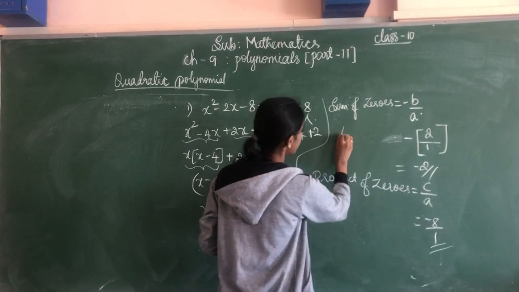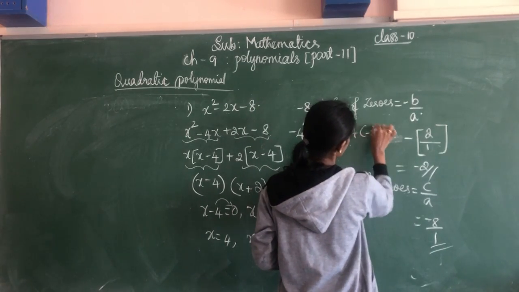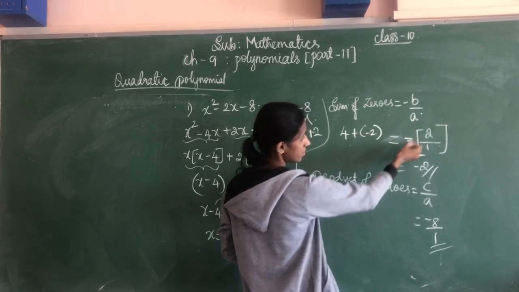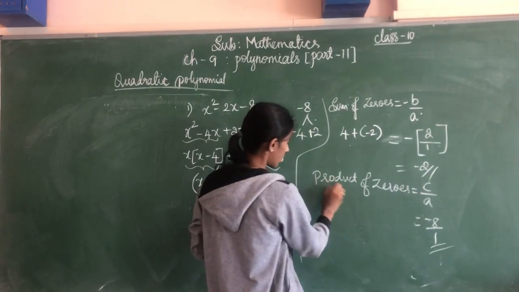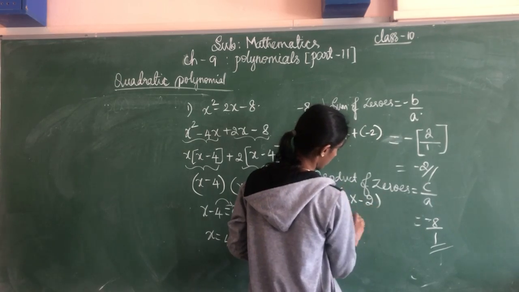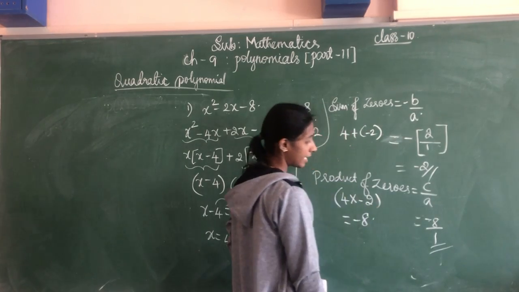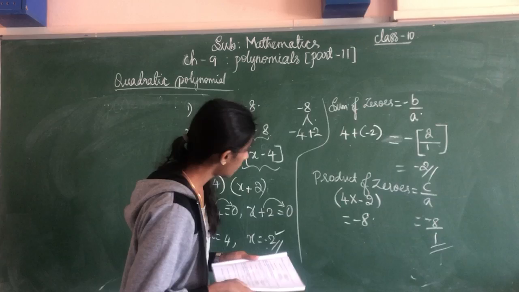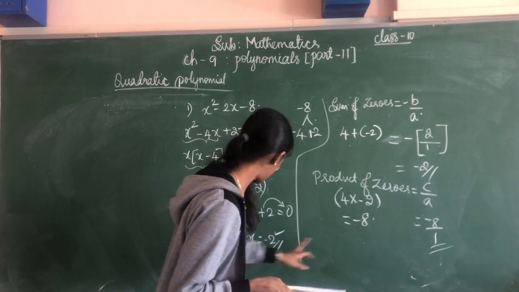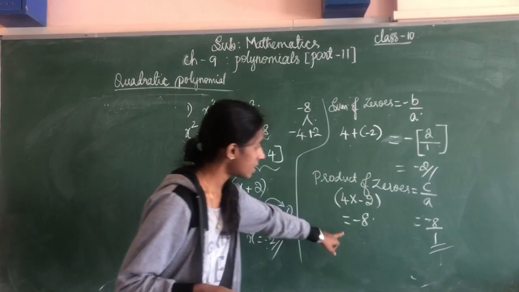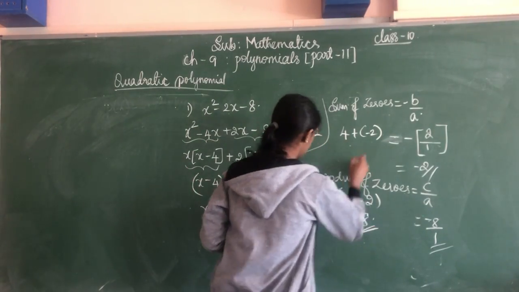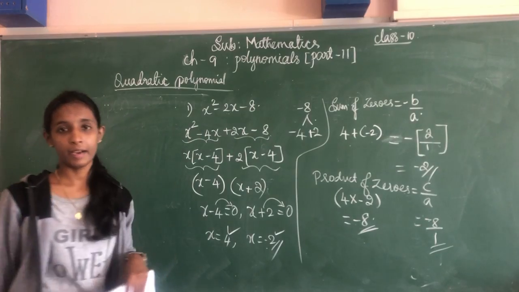That is 4 plus minus 2. That is 4. 4 minus 2 is 2. 2 divided by 1. Here product of zeros, that is 4 into minus 2. That is minus 8. Isn't it? So now product of zeros is 4 into minus 2 is minus 8. Minus 8 and minus 8, same answer. Okay. So your answer is correct.